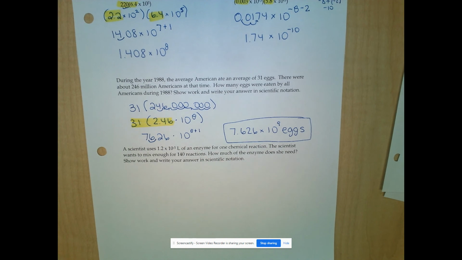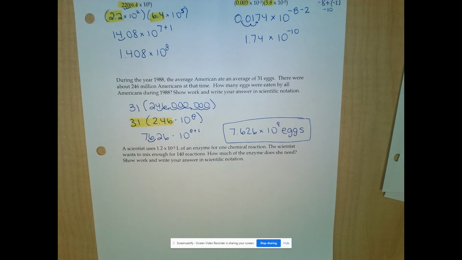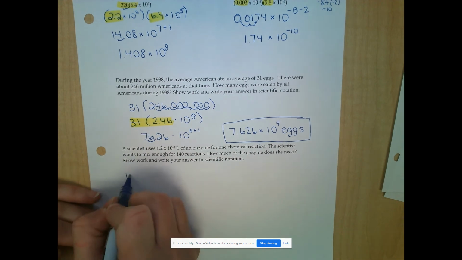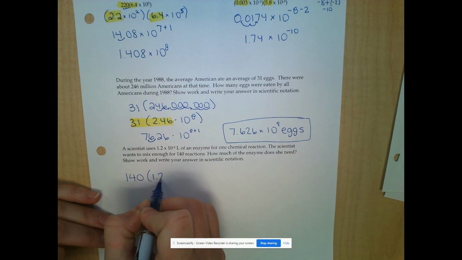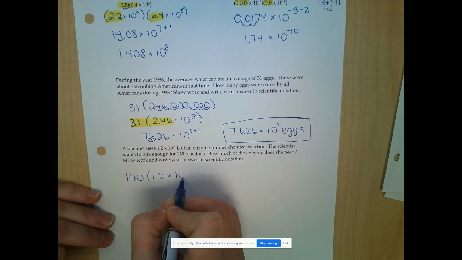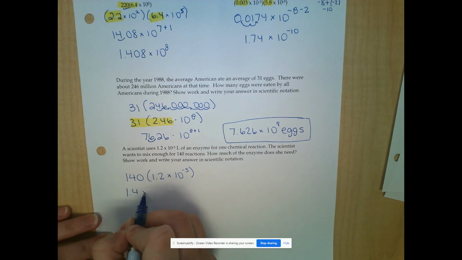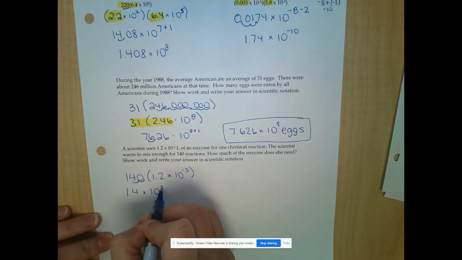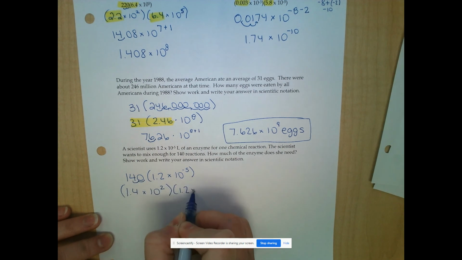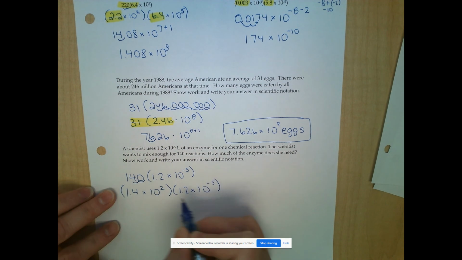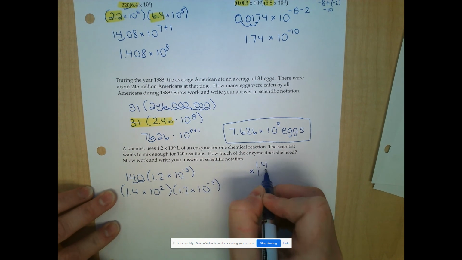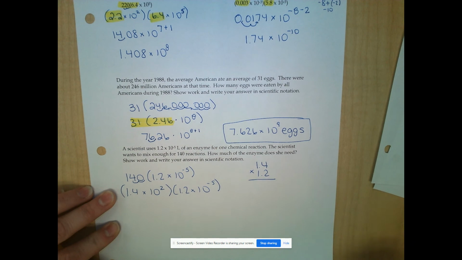A scientist uses 1.2 times 10 to the negative 5th liters of an enzyme for one chemical reaction. The scientist wants to mix enough for 140 reactions. So we need to multiply 140 times 1.2 times 10 to the negative 5th. Now, I might suggest here 1.4 times 10 to the second times 1.2 times 10 to the negative 5th leaves me with a smaller set of numbers to multiply, right? 1.4 times 1.2.